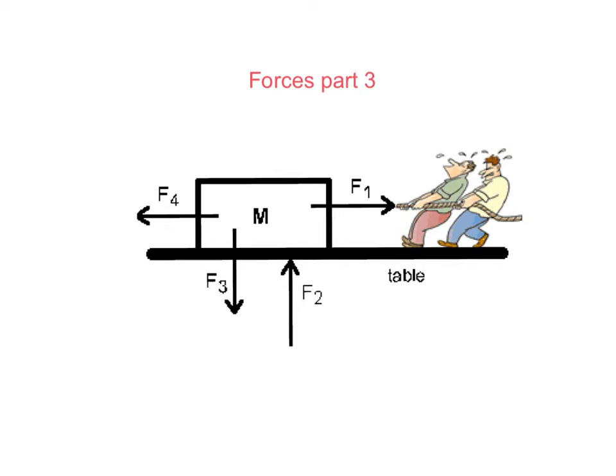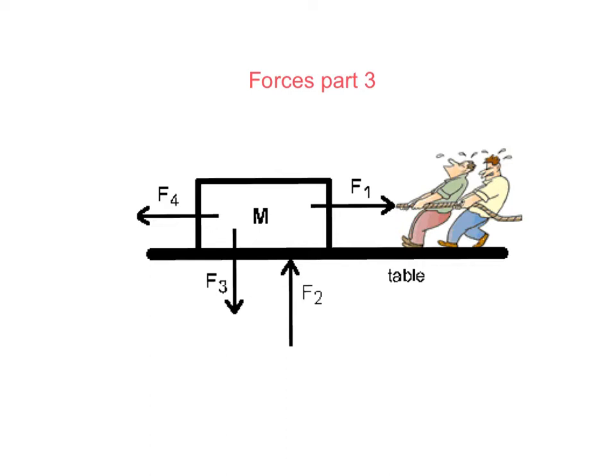The first force, F1, is an applied force being put on this block, and it's labeled M, probably for mass, because we call an object in physics that we're trying to move a mass. So the guys are pulling on it, and that's an applied force, right? Then from the bottom, F2, the table pushing up against this mass, is the normal force.